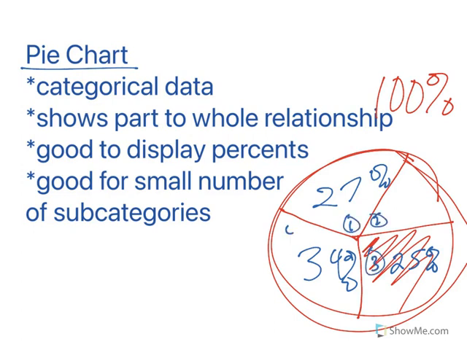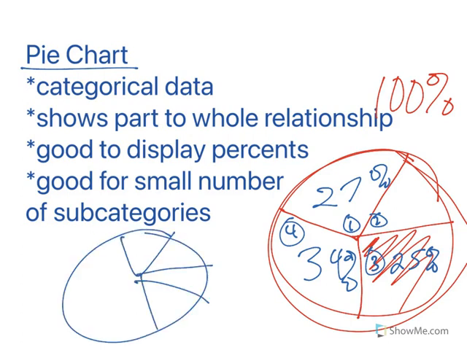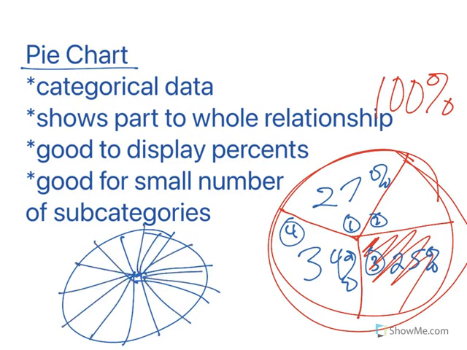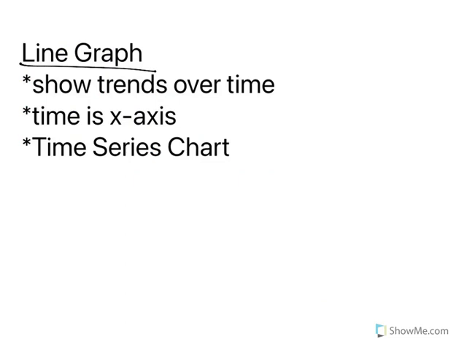Pie charts are really good for a small number of subcategories. You can see here I have 4 subcategories. You can imagine if I had 20, that would be really confusing, a circle graph with bunches and bunches of little pieces. It kind of loses the effectiveness. So it's better with a small number of subcategories.